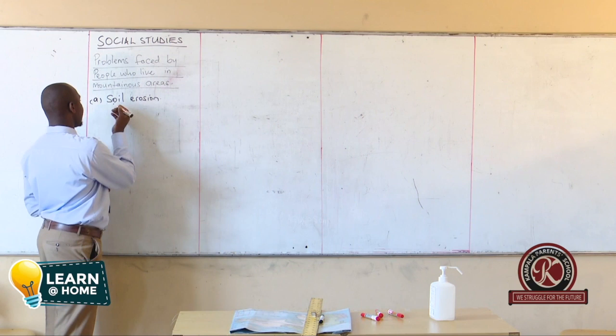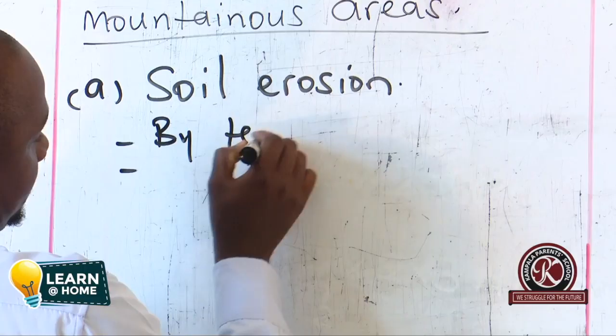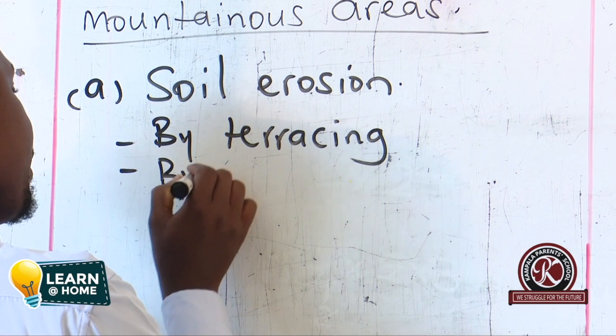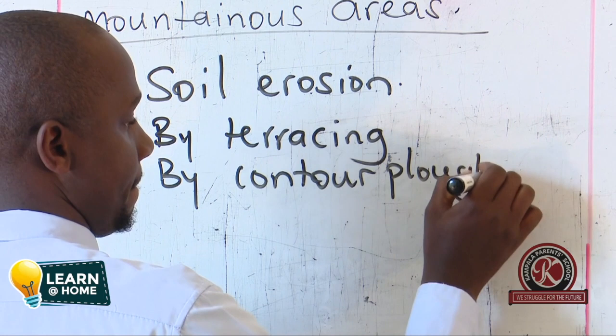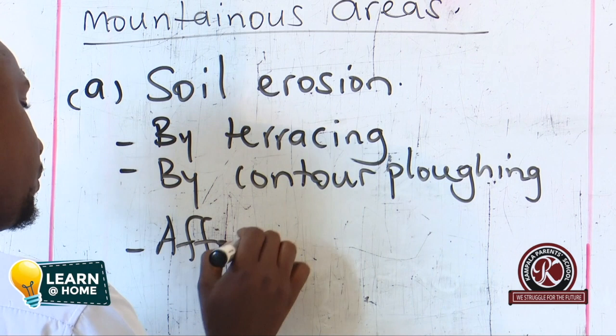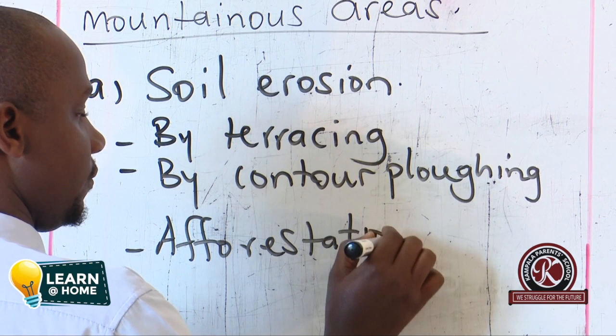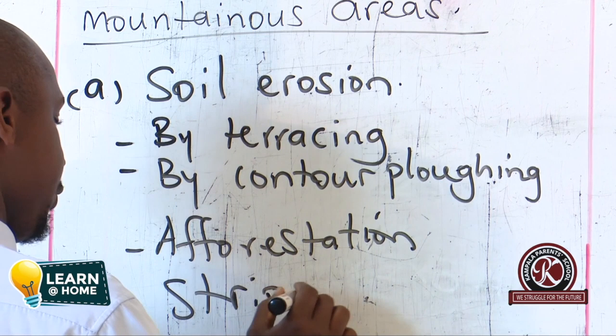Let us have these listed down here. It can be controlled by terracing, by contour plowing, by afforestation, by strip cropping.